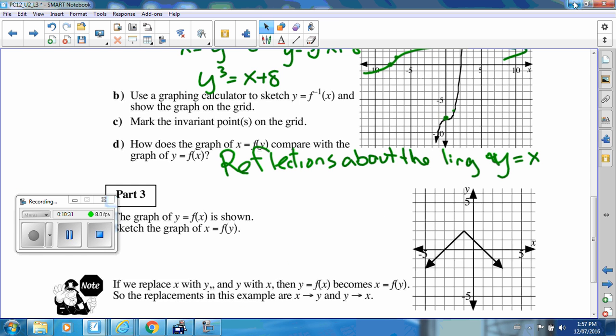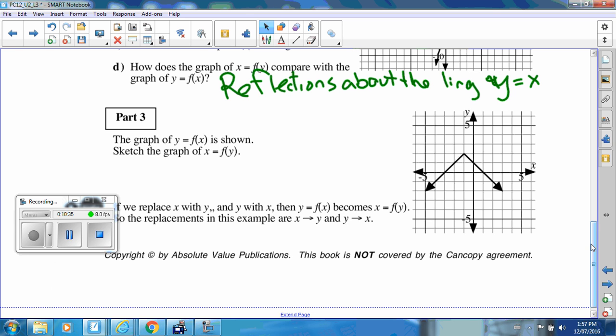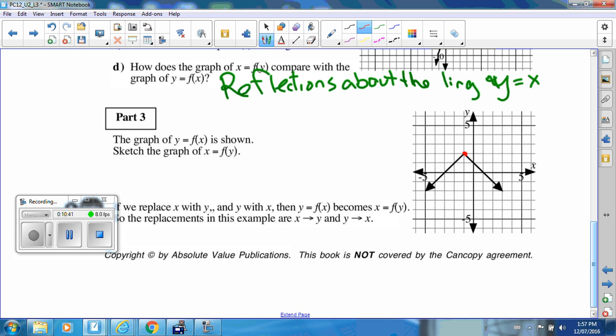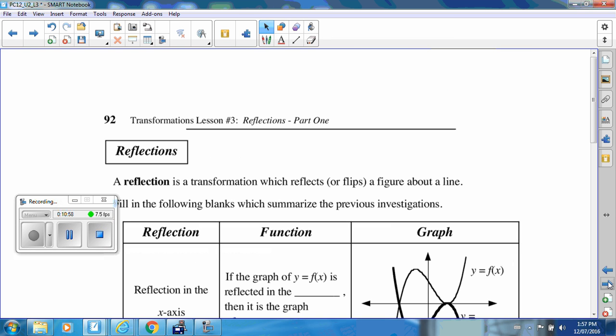All right, back to here. If this one got reflected, it's going to go this way. Instead of the point at -1, 2, it's going to be 2, -1. And so it's going to come like that. Now, in the replacement, we replace y with x and x with y. And that's the replacement that happened.